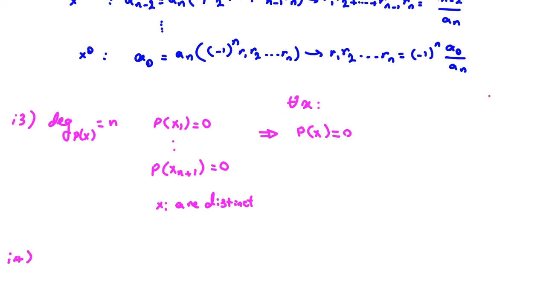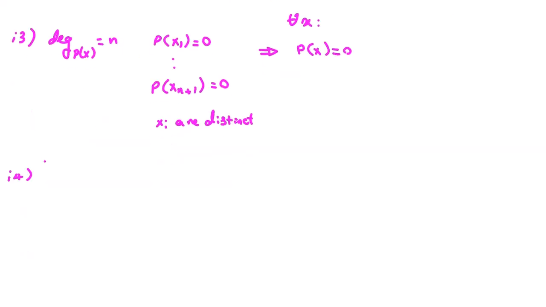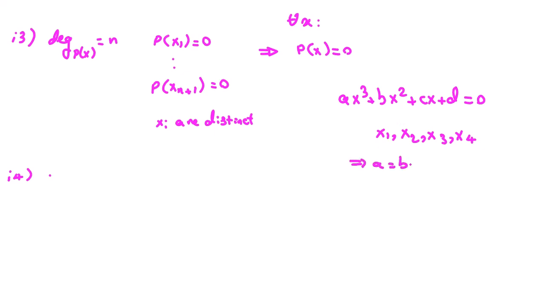Another thing about polynomials, for example, suppose we have a x cubed plus b x squared plus c x plus d, and it is equal to 0 for x1, x2, x3, x4. Then we conclude all coefficients should be 0.